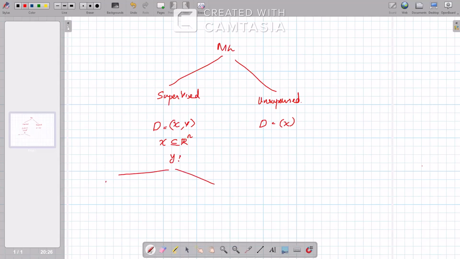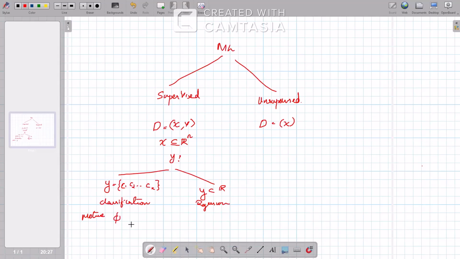If Y is equal to C1, C2, etc. up to CK, a set of discrete labels, then we call it classification. Otherwise, Y is again a subset of R, the real number set, and then it is called regression.